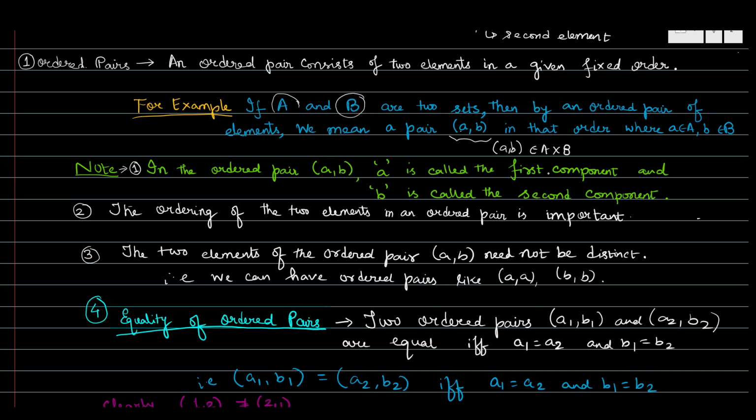The ordering of the two elements in an ordered pair is important. You cannot write A comma B as B comma A, because it will entirely change the meaning of this. Next, the two elements of the ordered pair A B need not be distinct, meaning B can be equal to A. Like we can have ordered pairs like A A and B B.